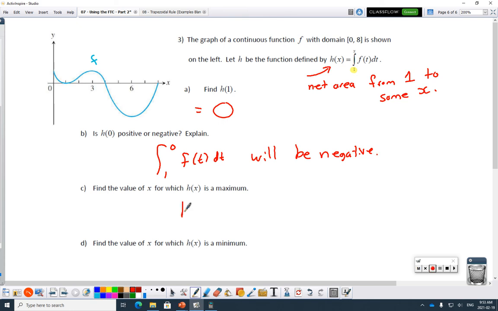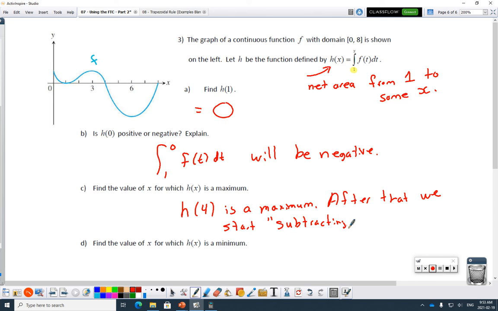Yeah, h at 4 is a maximum. After that, we start, here comes my quotes, subtracting area. And it gets worse. Getting ready to answer other questions. After that, it starts dropping. We start subtracting area, subtracting area. We're subtracting area the rest of the time as we go along there.